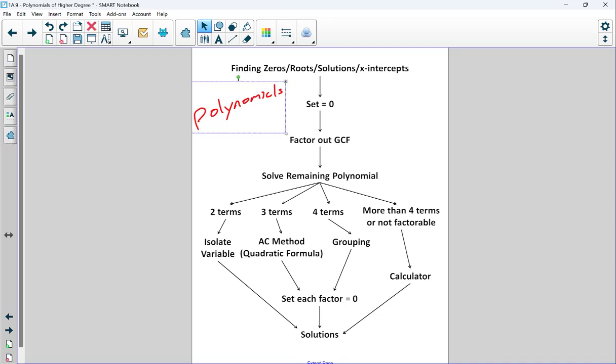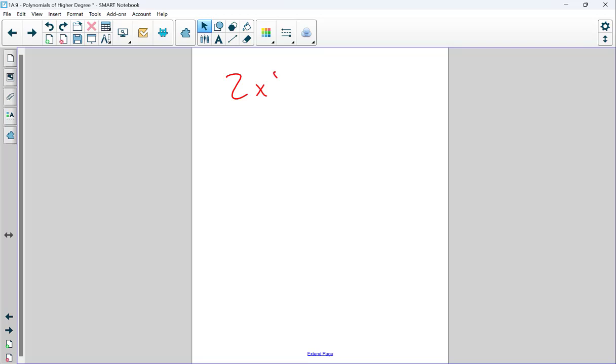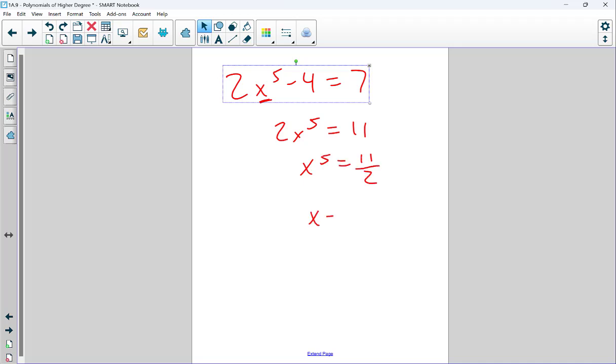Anytime you're solving a polynomial by anything other than isolation, keep in mind, if I give you 2x to the 5th minus 4 equals 7, I don't need any advanced techniques for this. It's a one variable problem, just isolate. Done. All right, my answer is the 5th root of 11 over 2. If it's a single variable problem, I don't need any advanced techniques, just use isolation techniques.